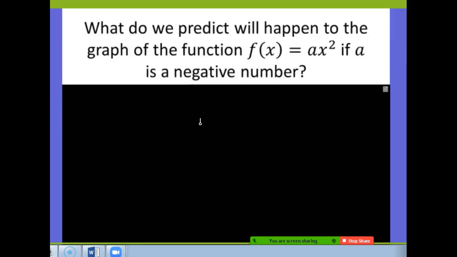So what do you predict will happen if the graph of the function ax squared has a negative a value? What happened if we had a negative a value for an absolute value? What will happen if we have a negative a value for a quadratic?